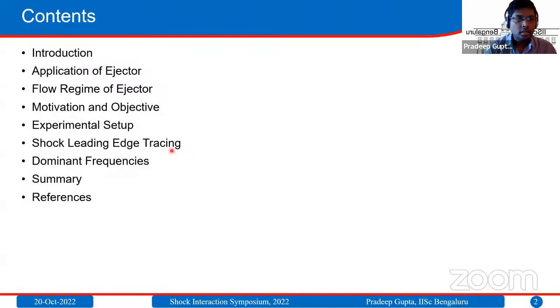So this is the content. I'll start with the introduction of a supersonic ejector, the different applications and flow regions of an ejector, followed by the motivation and objective. Then I'll speak about the experimental setup at the Laboratory for Hypersonic and Shock Wave Research, IISc Bangalore. Then how we have obtained the shock leading edge location of the shock structures and the associated dominant frequencies and amplitudes of those shock structures. This talk will be concluded by a summary and references.